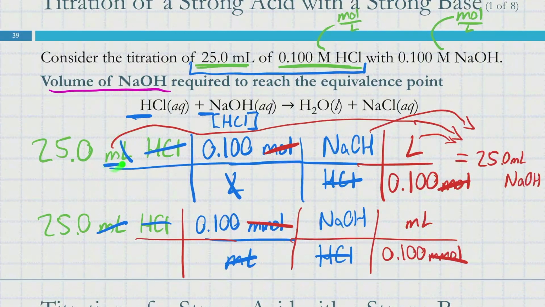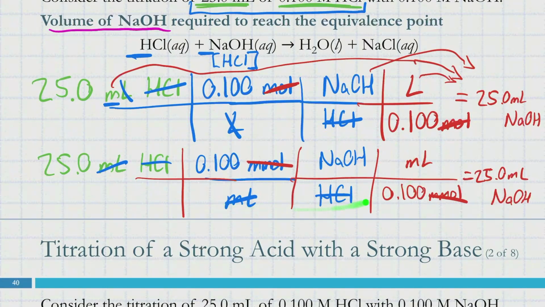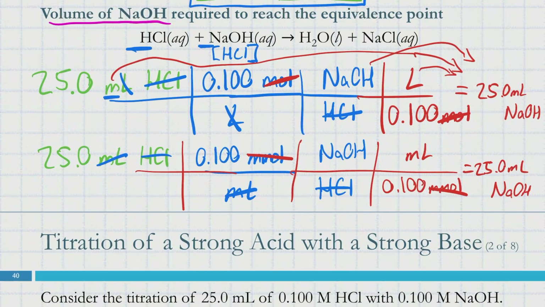If you do it this first way, you just have to be very careful that you don't forget about the milli that we had at the start, because that'll throw you off. Either way, you'll get the same 25.0 milliliters of sodium hydroxide. So the second way is a little easier for remembering that milli, otherwise they're the same.